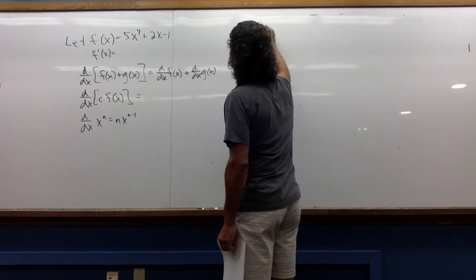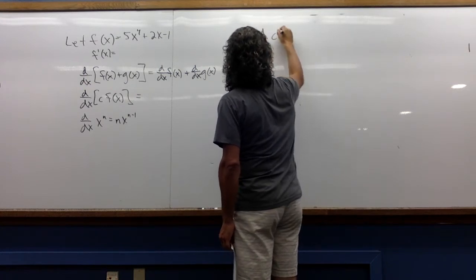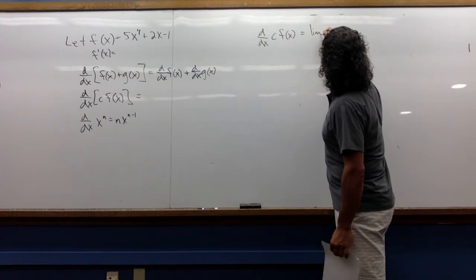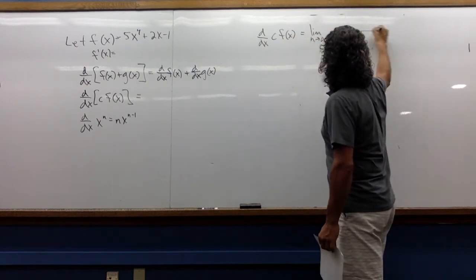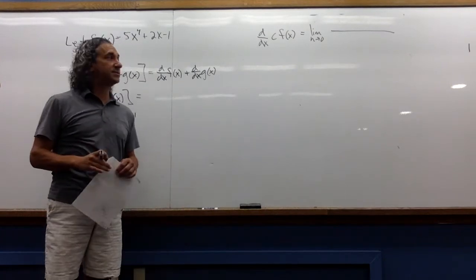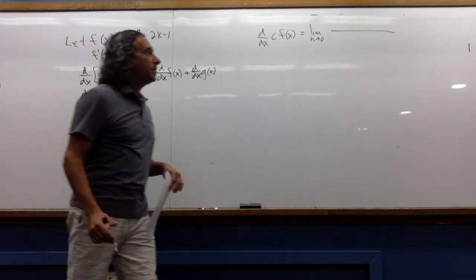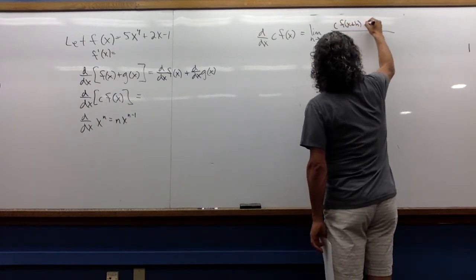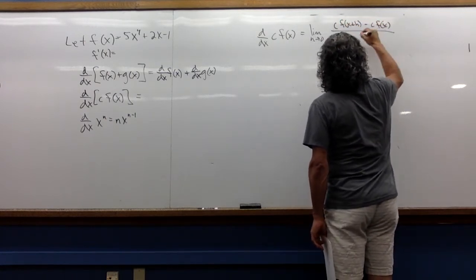So let's take a look at the derivative of c times f of x. Well, I'm going to give you a minute. Pause the video, please, and see if you can write out the definition of the derivative for this function c times f of x. Well, hopefully we said c times f of x plus h minus c times f of x, all over h.